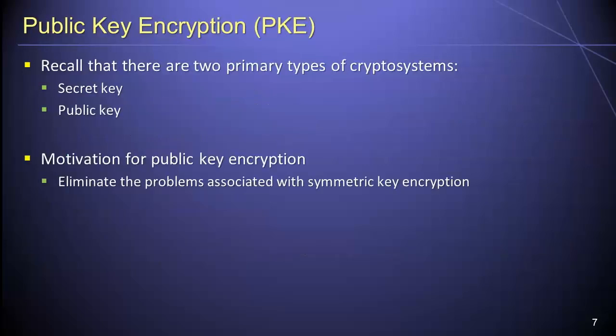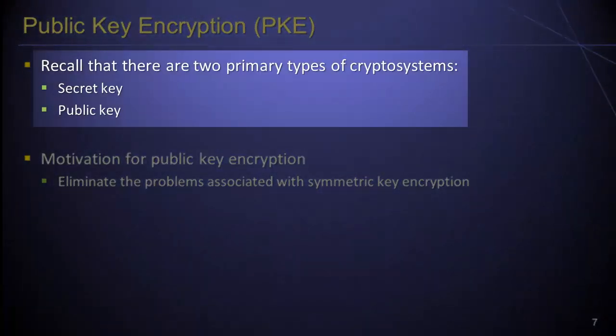Recall that crypto systems can be broadly classified into two major categories: secret key crypto systems and public key crypto systems. Both secret key and public key crypto systems rely upon standardized and usually publicly available encryption algorithms. These algorithms are then personalized for each individual secure communications session through the selection and use of unique key values.